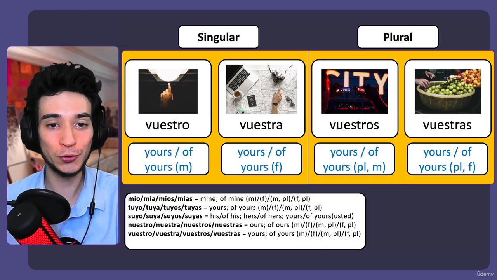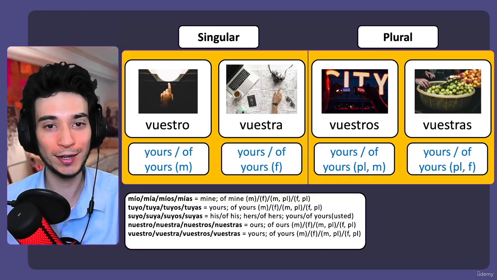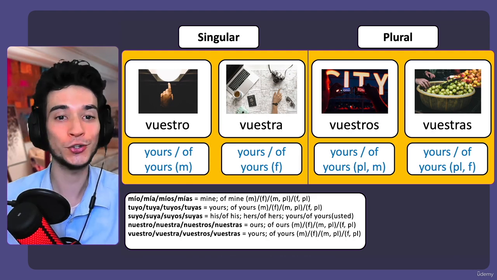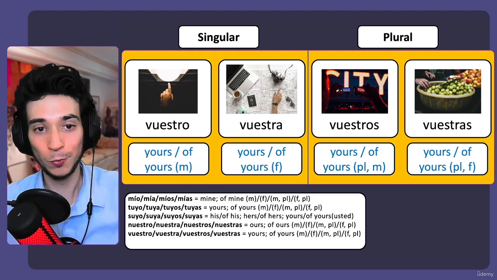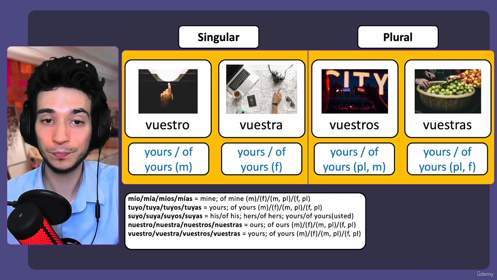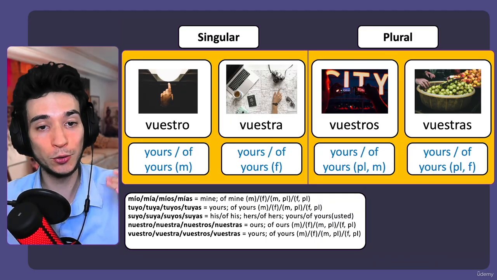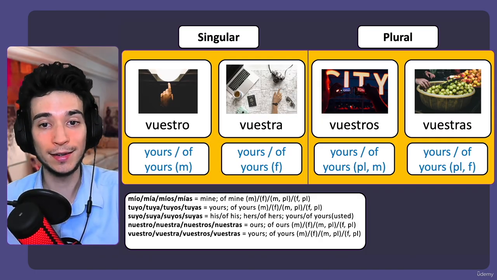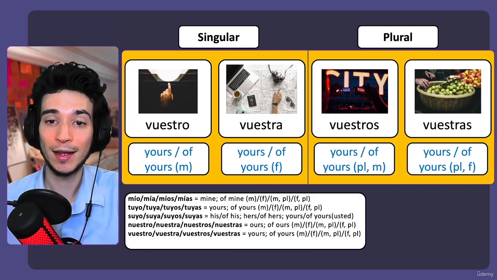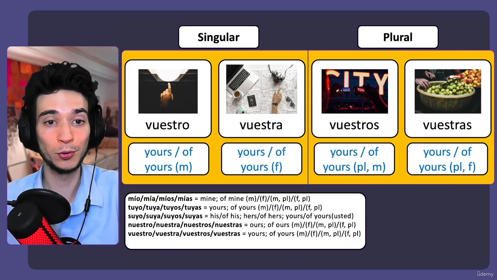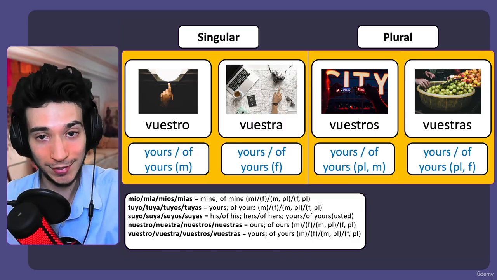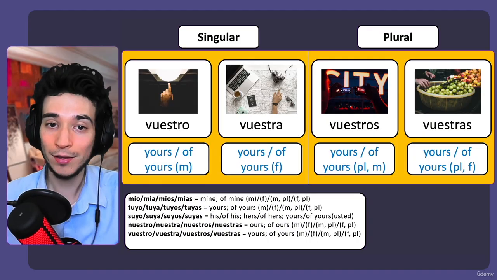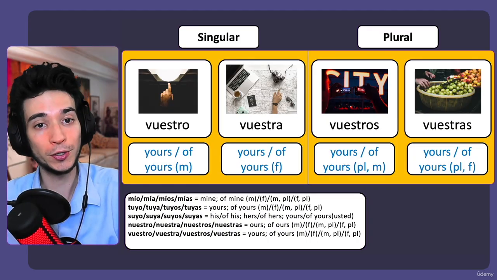And this one is the one that people in Spain use. So you can either use tuyo, tuya, suyo, but in Spain they have their own version, which is vuestro, which is used with the vosotros conjugation. So vuestro means yours or of yours for something male. Vuestra for something female. Vuestros for plural and masculine or mixed. Vuestras for plural and feminine. So yours or of yours.